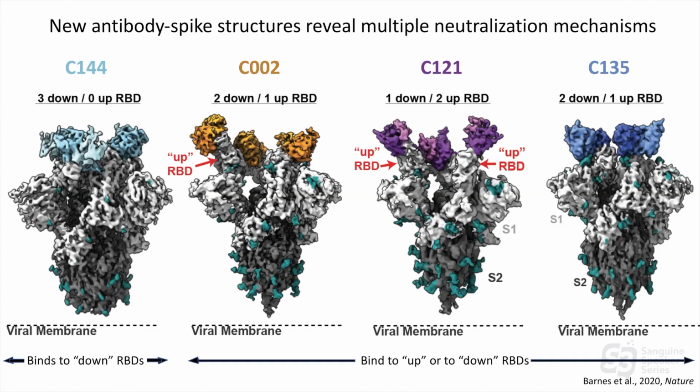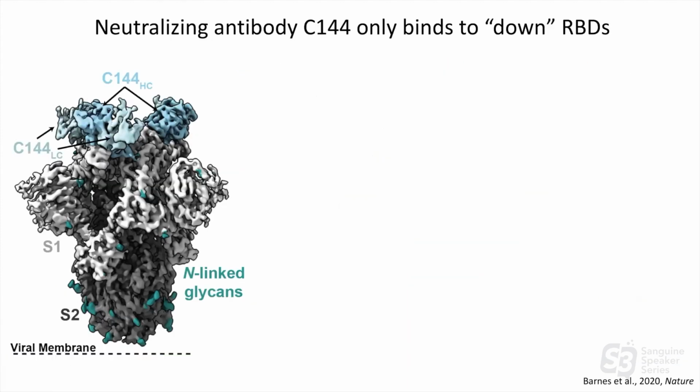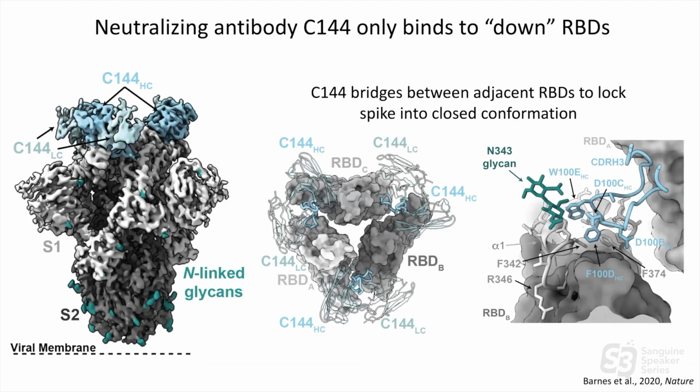Okay, so let me tell you a bit more about C144. That's the one that binds to the down RBDs. So there's the picture of its structure again. And this one was really interesting. It actually bridges between adjacent RBDs, and that locks the spike into a closed conformation such that the RBDs can't possibly come up. So that's its neutralization mechanism. It could, in theory, bind to an up RBD because its epitope is not occluded, but we've never seen that happening. But if it did, it would also block the ACE2 binding site on the RBD.